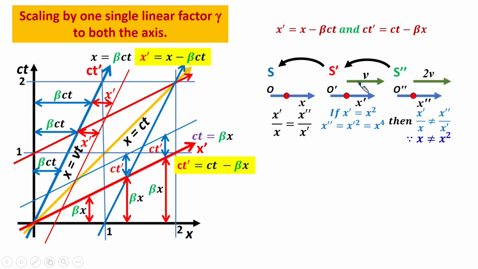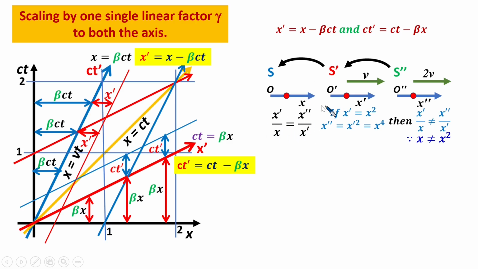Suppose this is stationary, S prime is moving, and S double prime is also moving with twice the velocity. If the thing scales as x, then S prime by S is say x, and again it scales by x, that is S double prime by S prime is again x, some linear factor. So x prime by x is x, and x double prime by x prime is again x.